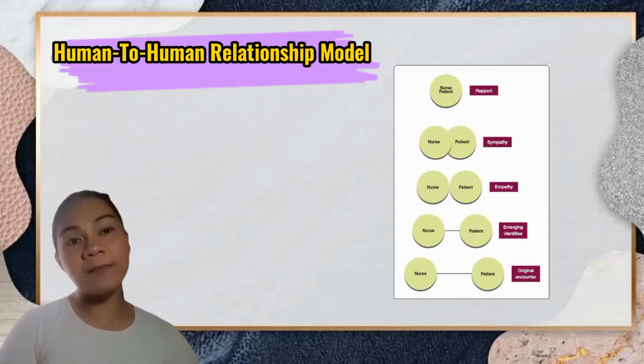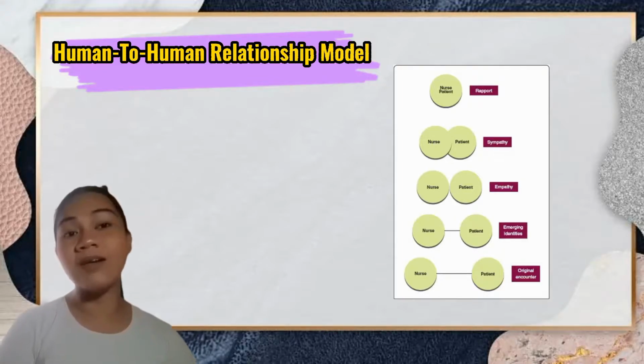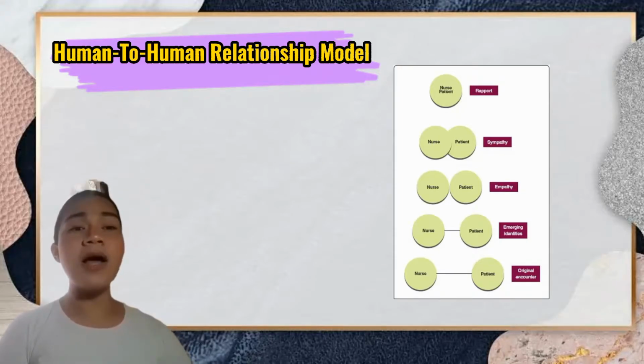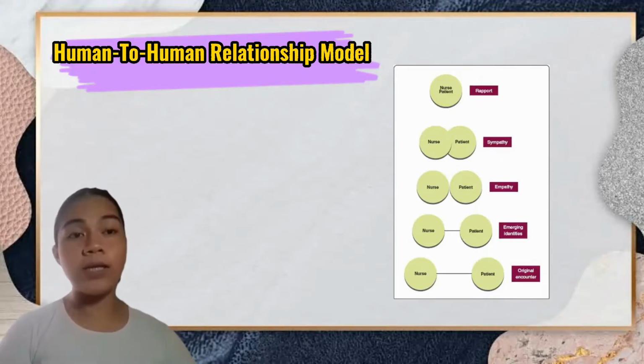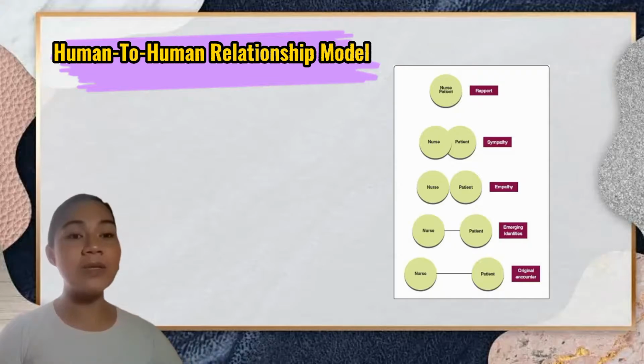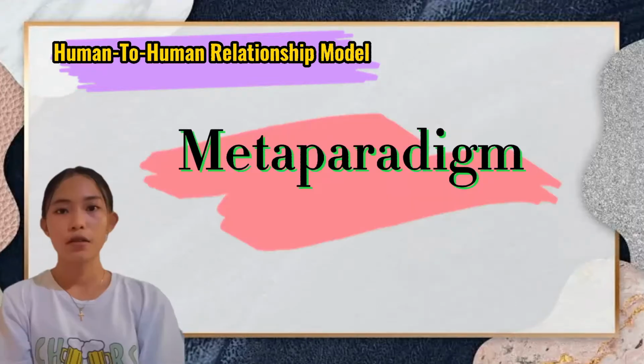so that the patient will be comfortable to share what he is feeling to the nurse, because at first patients are really vigilant to share any information about themselves to the nurse because they are strangers. But as long as the nurse builds a rapport with the patient, the patient will be willing to share their experiences, or what they feel towards their health and their emotional being, to the nurse. So that is the human-to-human relationship model.